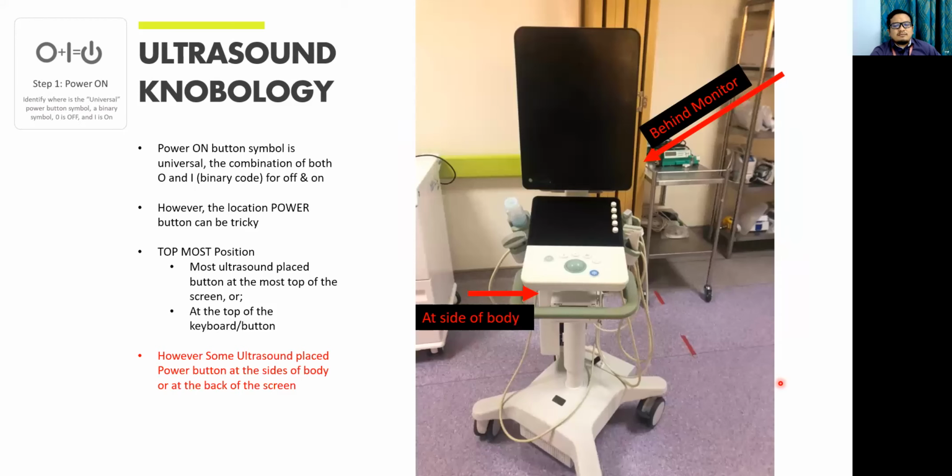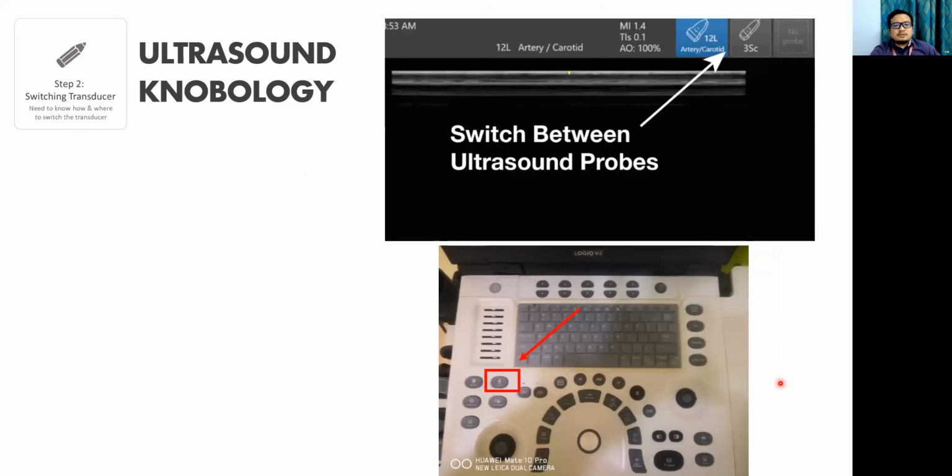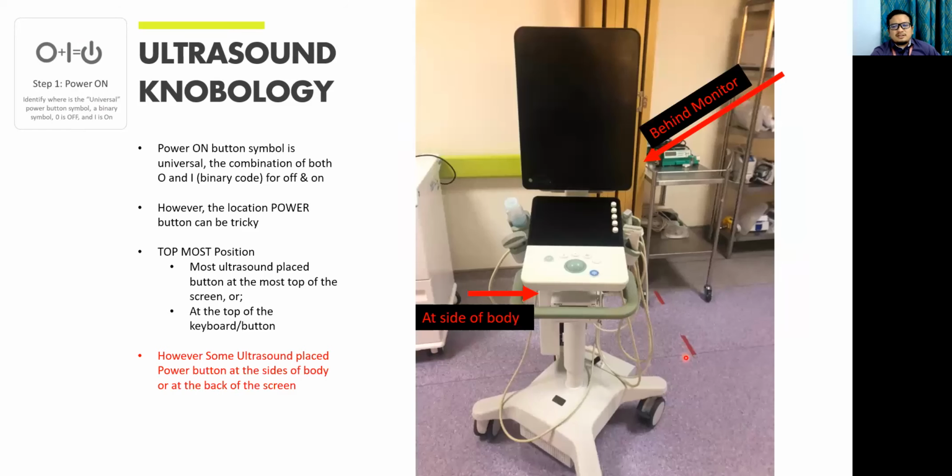But some machines like to trick you. They place the power button at the sides of the body or at the back of the screen. Okay, it depends on what the ultrasound company wants to do. Okay, so like this BK ultrasound, one type of BK has it behind the monitor, another type of BK ultrasound has it at the side of the body of the ultrasound.